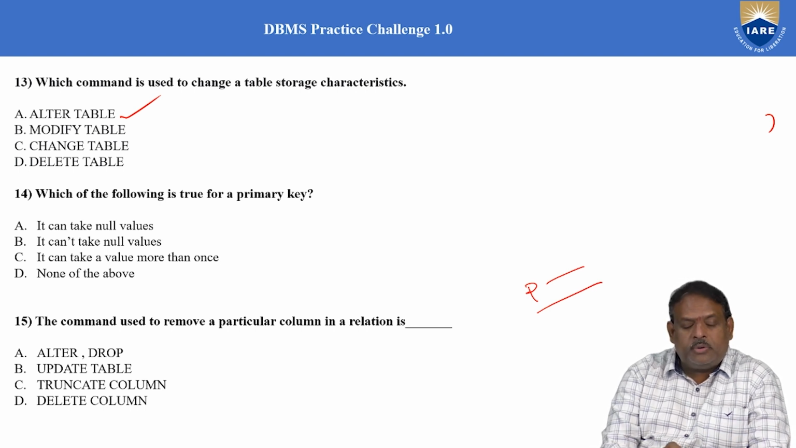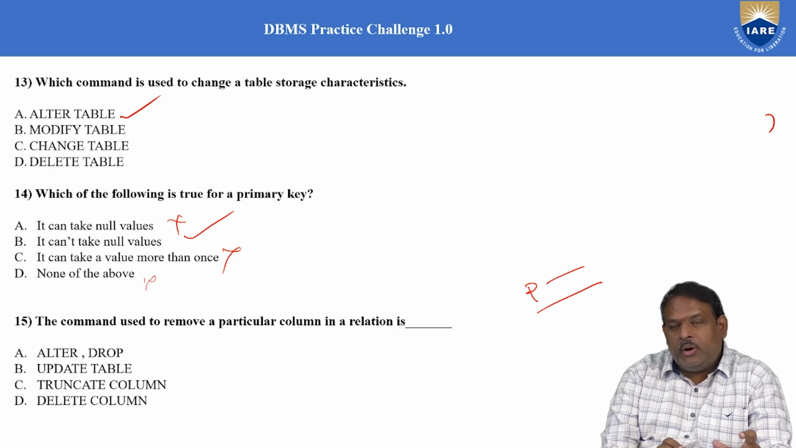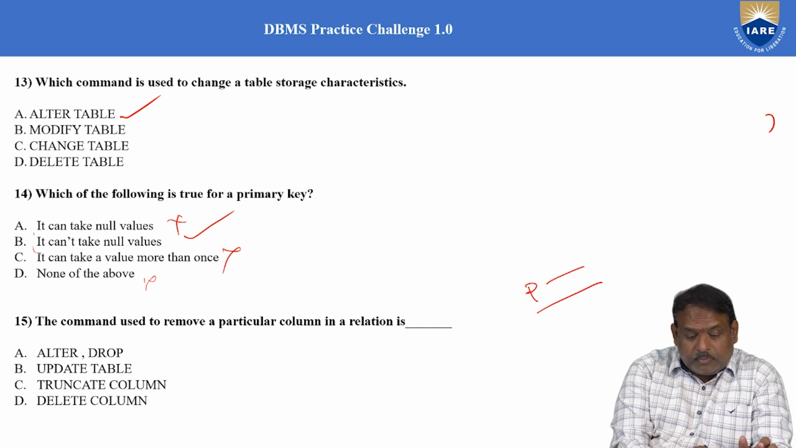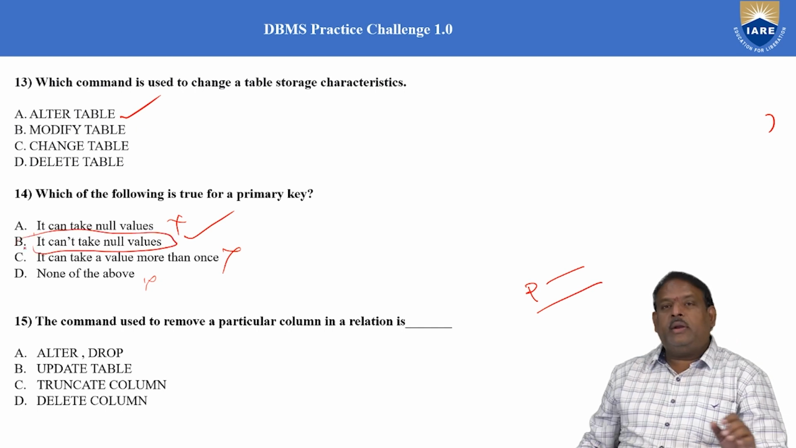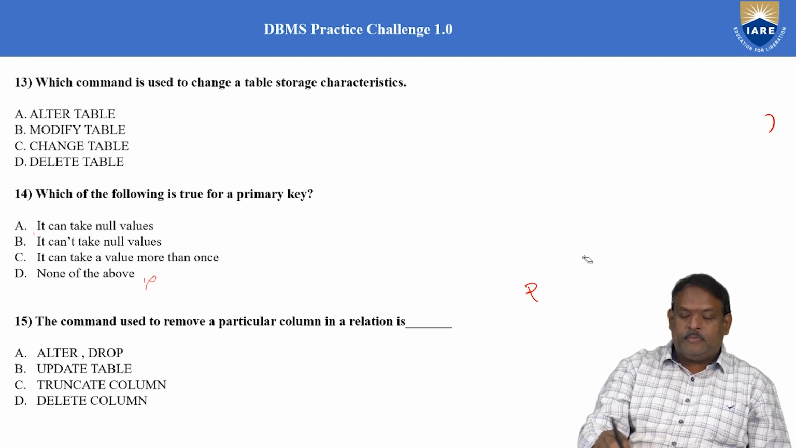The options given to us are: it can take null values, wrong answer. It cannot take null values, right answer. It can take a value more than once, wrong answer. So none of the above. A primary key will make sure that no data in a table will be duplicated and there will be no null values. So option B is the right answer.